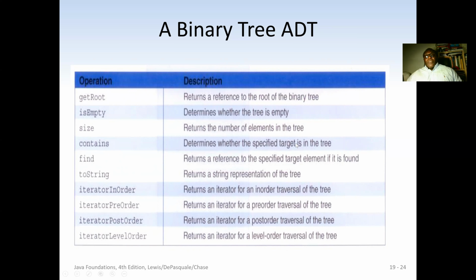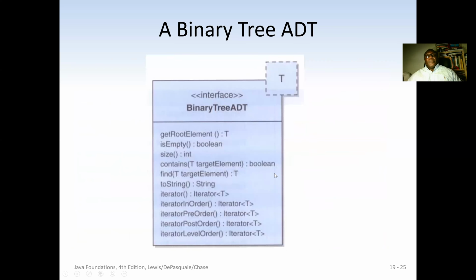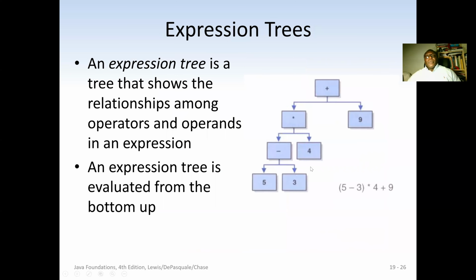So this is the binary tree ADT again, and the description is on the right side. You can take your time to go through it. And this will be my class diagram, and this is the interface. So we have the binary tree ADT and all the possible methods.